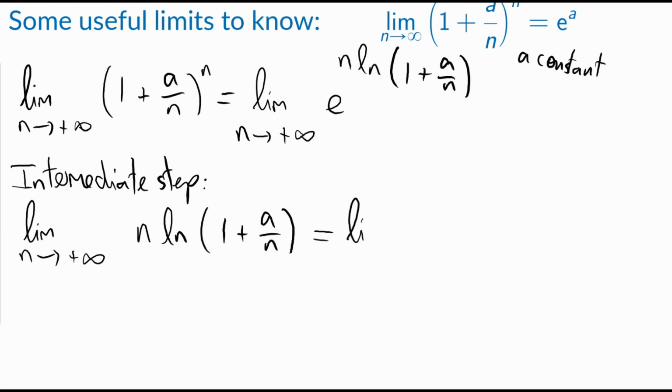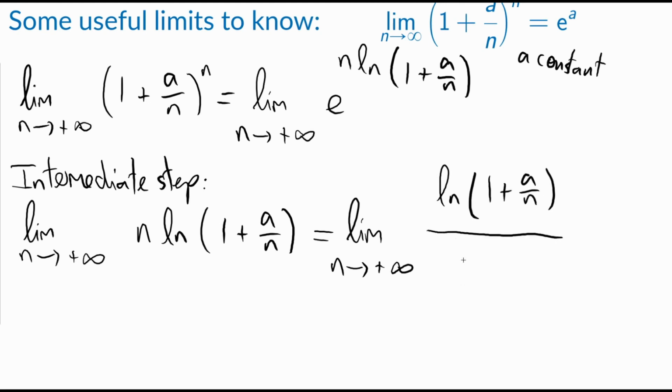So this is going to be the limit. This looks like an infinity times 0 case. So we need to monkey with it until it looks like something where we can use L'Hopital's rule. So I'm going to put it as natural log 1 plus a over n, and then downstairs we're going to divide it by 1 over n. So this now looks like 0 over 0 as n goes to infinity, so we can hit it with L'Hopital's rule.